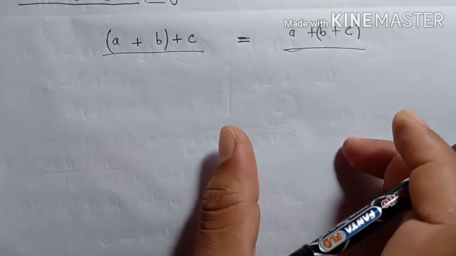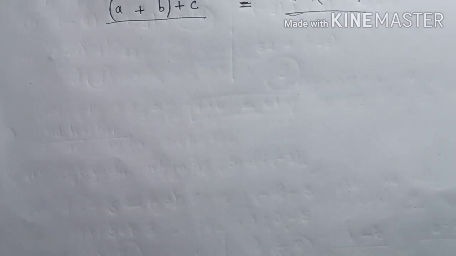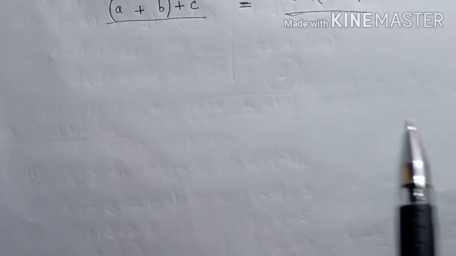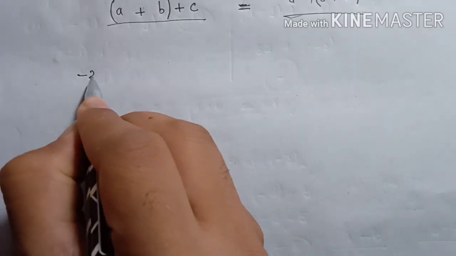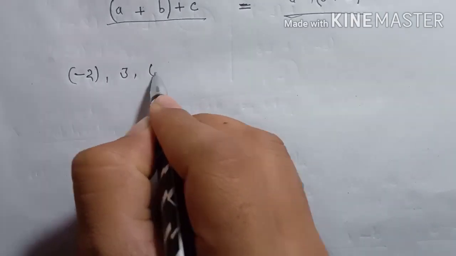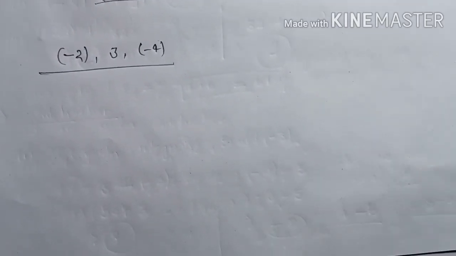What if we check this property for integers? So take any three integers, and for addition we will check this associativity property. If we have three integers -2, 3 and -4, we have to check this property for these three integers.